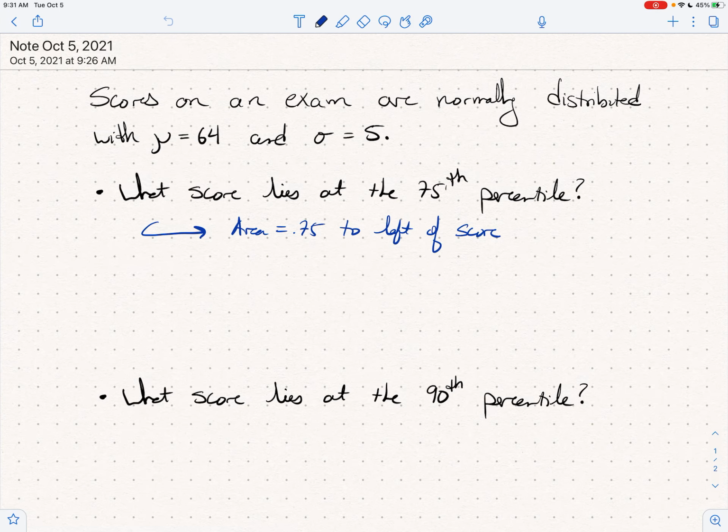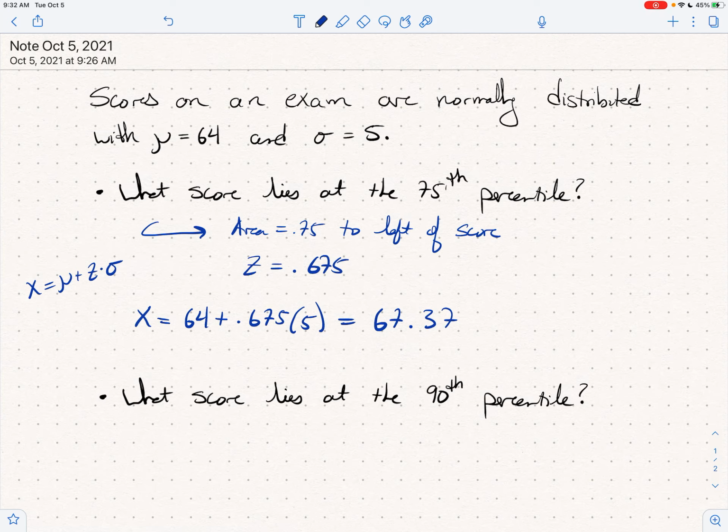We know that the z-score is 0.675. Now the question is, what actual data lies at this percentile? Let's remind ourselves of the formula. x is mu plus z times sigma. So x is 64 plus 0.675 times 5. I'll use a calculator real quick. 0.675 times 5 is 3.375, plus 64, and you get 67.37. So this score is at the 75th percentile.